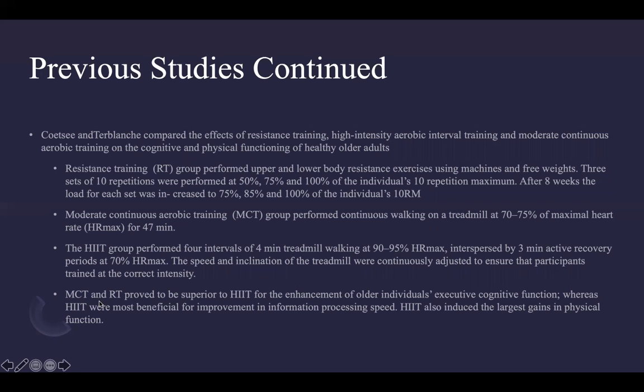Moderate continuous training and the resistance training actually proved to be superior to HIIT in enhancing older individuals' cognitive function. However, the HIIT was most beneficial for improving information processing speed. HIIT also produced large gains in physical function, which is very good for the heart to keep the blood pumping and so on.